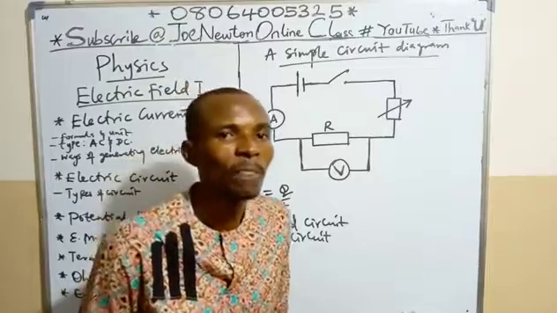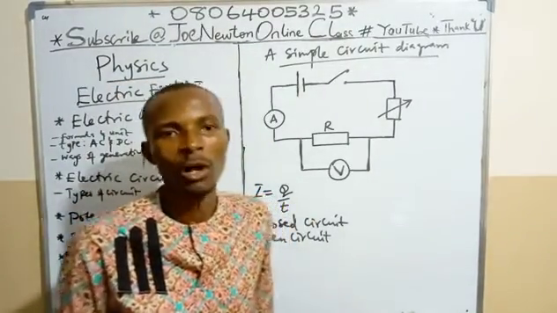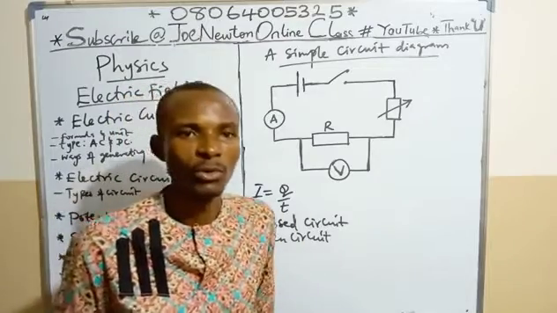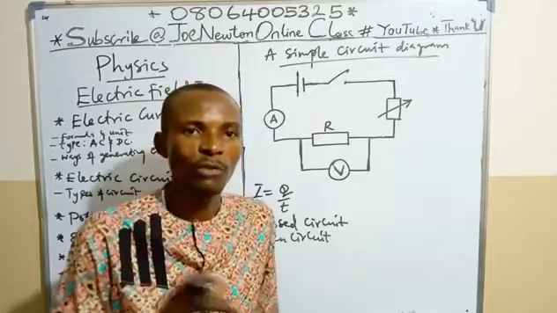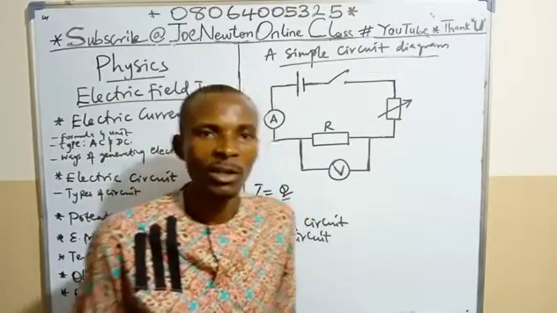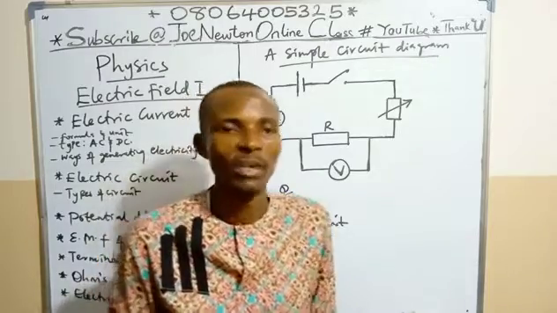Load or resistor. Now, you can create an open circuit when you turn off the switch of your what? Electric circuit. When you turn off the switch of your electric bulb or lamp, your electric fan and the other appliances, then you see that there will be bridging of current. Then it is now an open circuit.